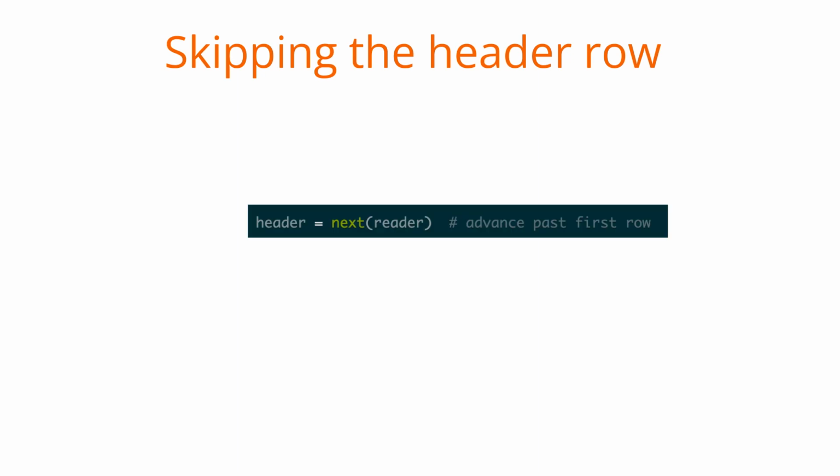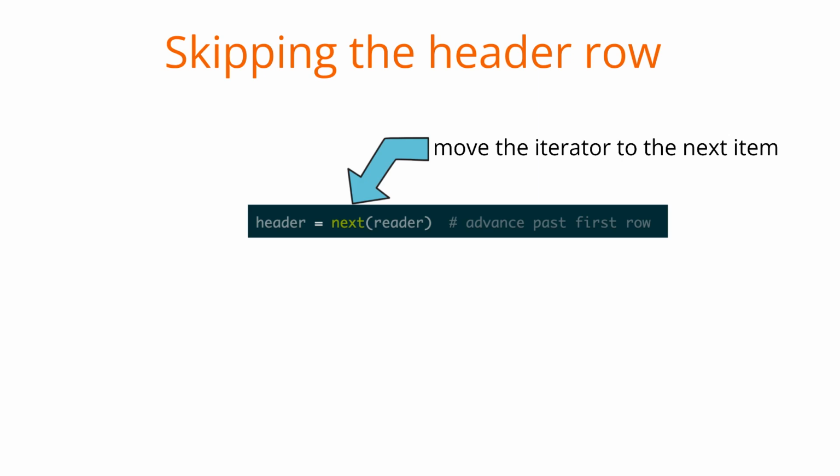Most CSVs start with a header, the column names. If you don't need it or want to process it separately, just skip it like this. The next call reads the first row and moves the iterator forward. After that, your loop processes just the data rows. If you need to reference your header columns later on, just save it to a variable like we've done here.